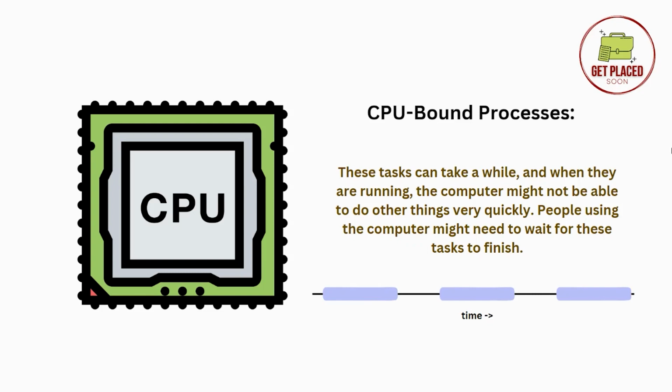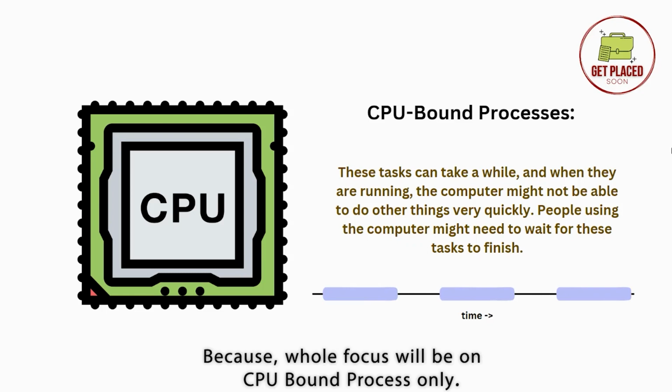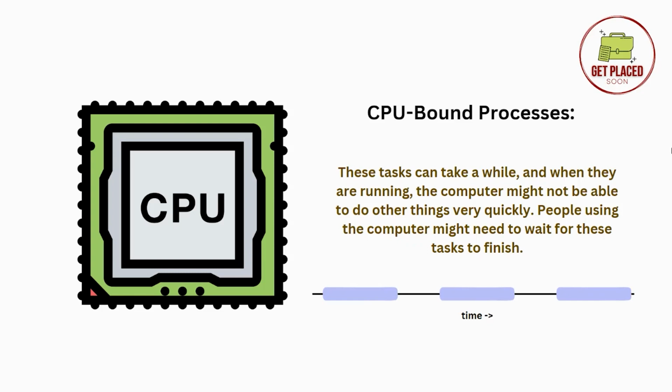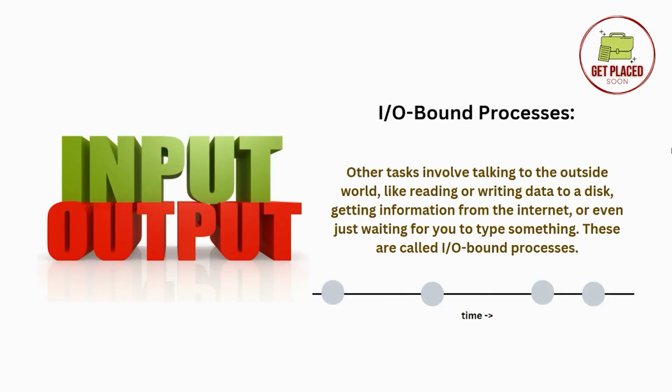And also remember that the computer might not be able to do other things very quickly because the whole focus will be on the CPU bound process only. The CPU bound process takes a lot of time. You can see in the graph, all the blue color is the time taken by the process to complete the task.